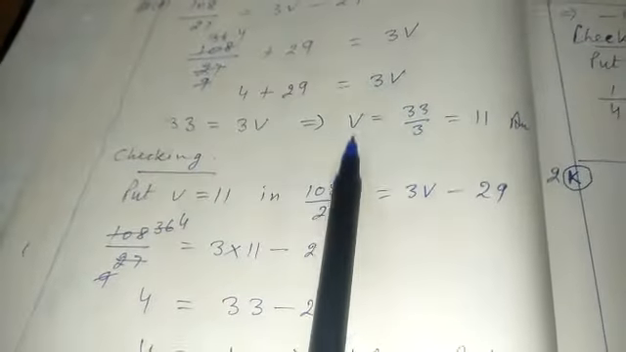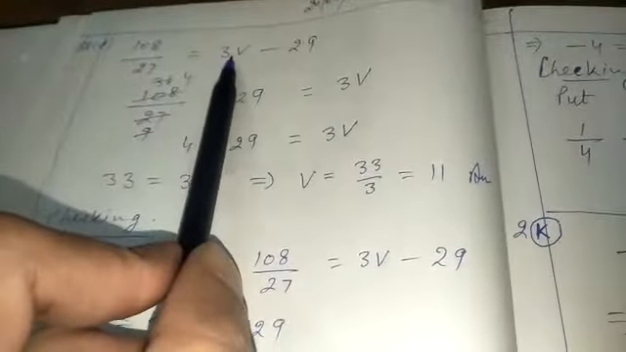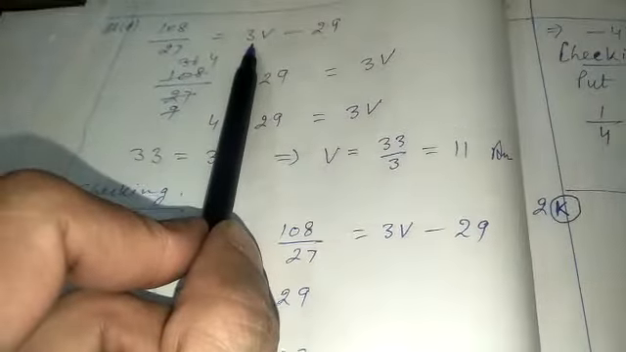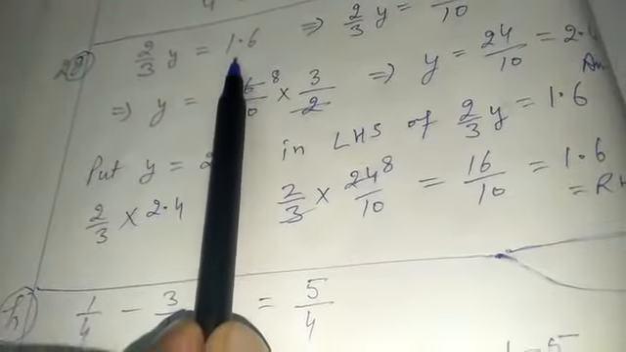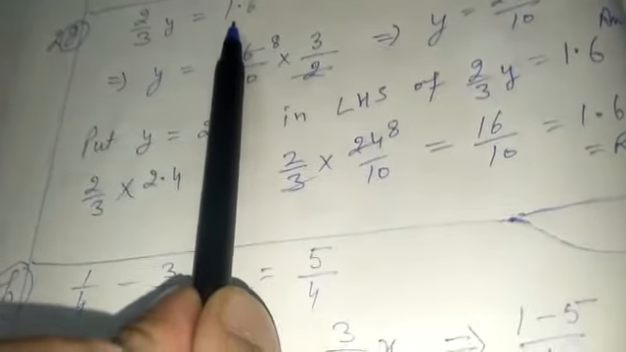When we put the value of the variable back into the given equation, both sides should be equal. That is the meaning of checking. Now it is G part. E and F, you try yourself. G part is this.